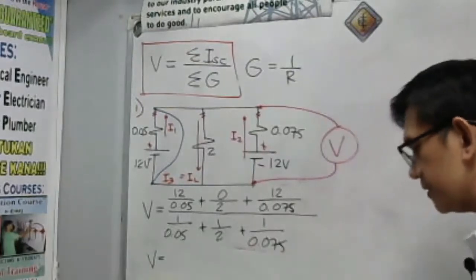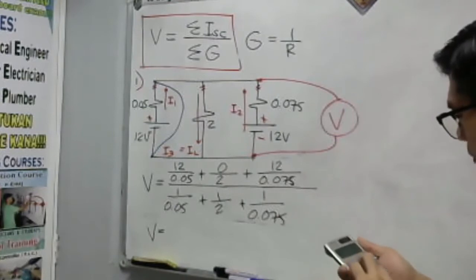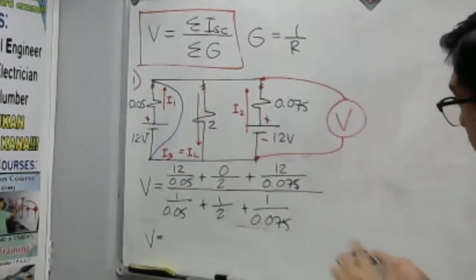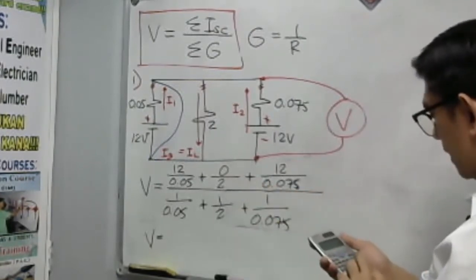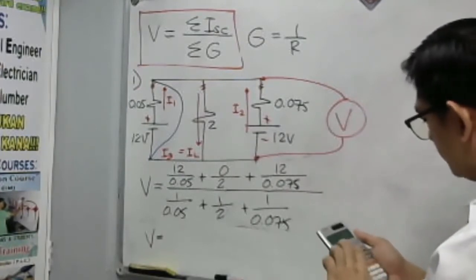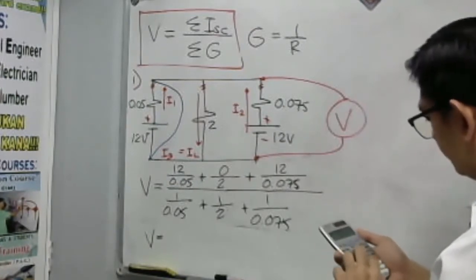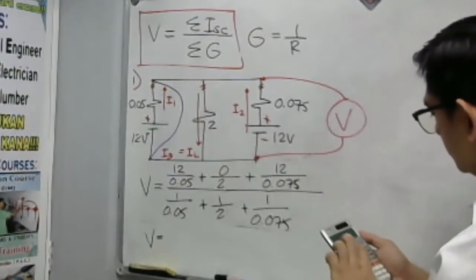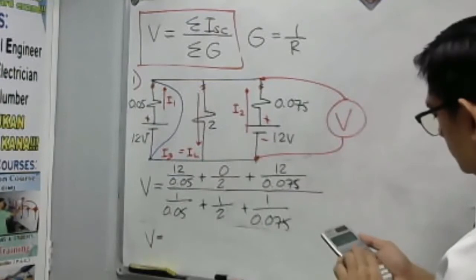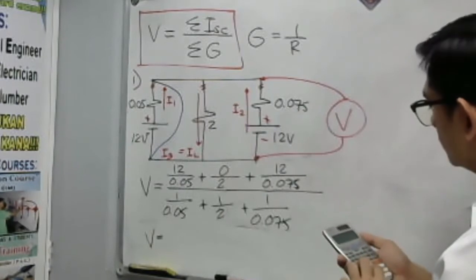Our voltage V, okay, let's calculate this one. We have 12 over 0.05. Okay. This will just become 0. And then plus 12 over 0.075. Then all over, we have 1 over 0.05. Okay. Then plus 1 over 2. Then plus 1 over 0.075.